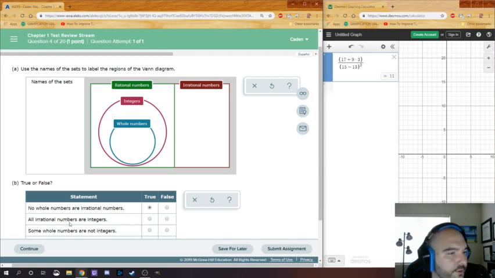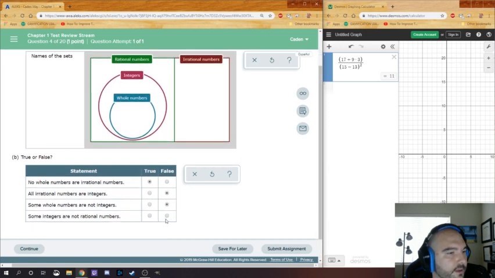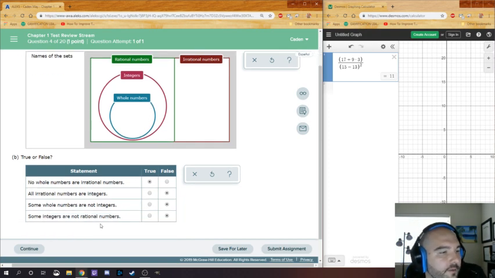Are all irrational numbers integers? False. All irrational numbers are over here. Integers are over here. They can't overlap at all. Some whole numbers are not integers. That is false. You'll notice the whole number circle is completely within the integers. If you are a whole number, you are definitely an integer. Some integers are not rational numbers. That is false. If you are in an integer circle, you are in the rational numbers box, and therefore you must be a rational number.